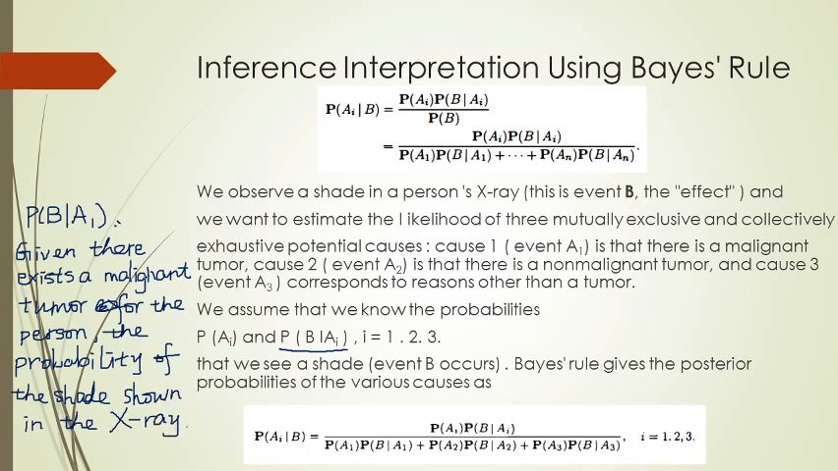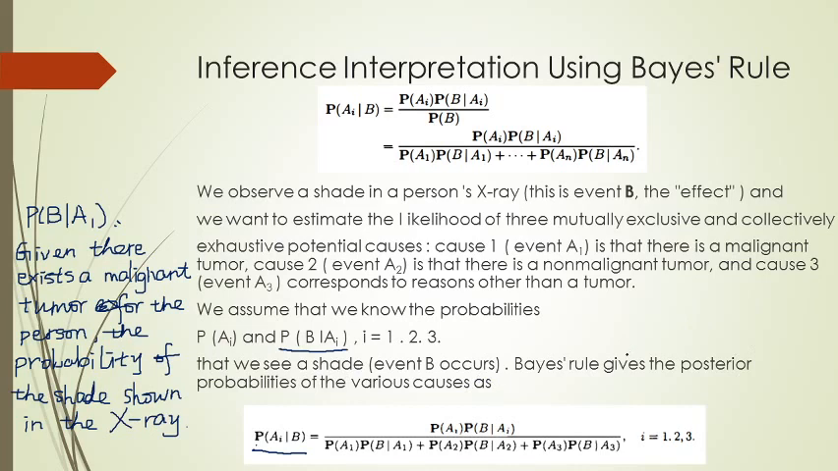Or you can also understand it as the probability of event B given A2. That means given there exists a non-malignant tumor for the person, the probability of the shade shown in the X-ray. And if we assume we know those two probabilities, then what does this one mean? What does this event mean? What does this conditional probability we mentioned in the Bayes rule mean? That means we see a shade, we observe a shade in the X-ray. That is more direct in daily life, right?